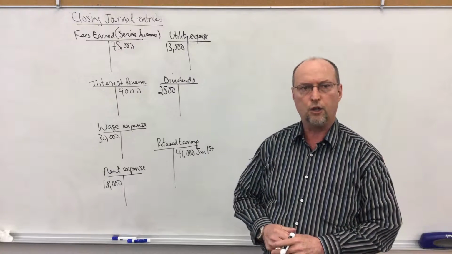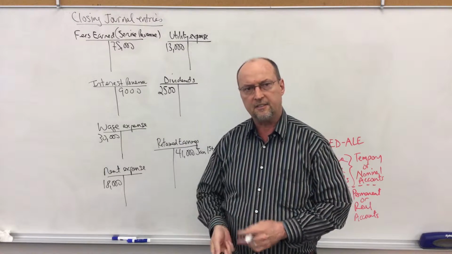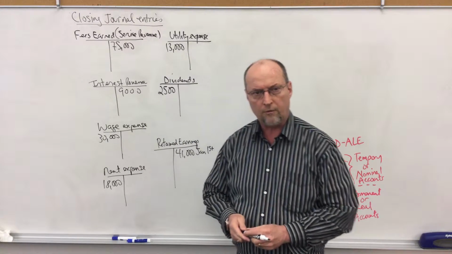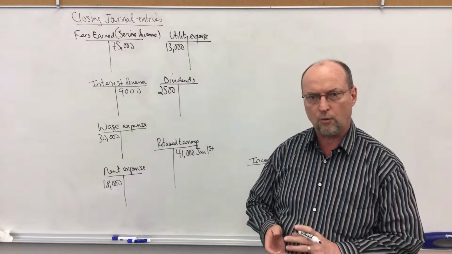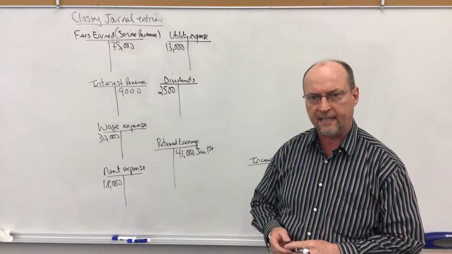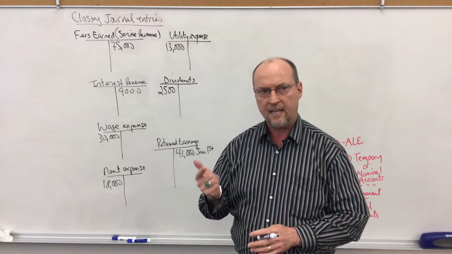Today we're going to look at closing journal entries. This is the back end of the accounting cycle. We've already prepared our financial statements, and now it's time to close out what we call temporary or nominal accounts. Those accounts are revenues, expenses, and dividends.